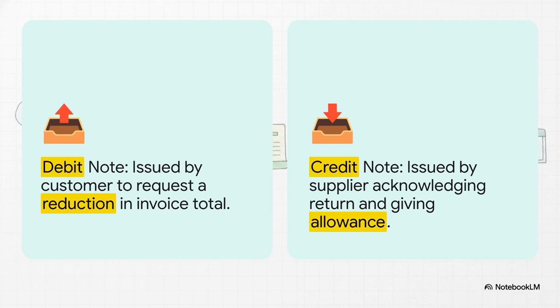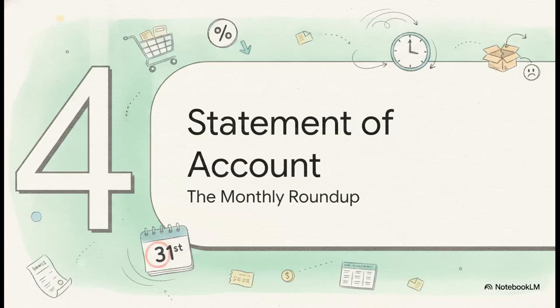When the supplier, Cassidy, actually receives the dining sets back and agrees with the return, then they issue a credit note. This is the official acknowledgement. That credit note is basically the golden ticket that officially reduces the customer's debt in the supplier's accounting books. Now for part 4, the statement of account, or the monthly roundup.